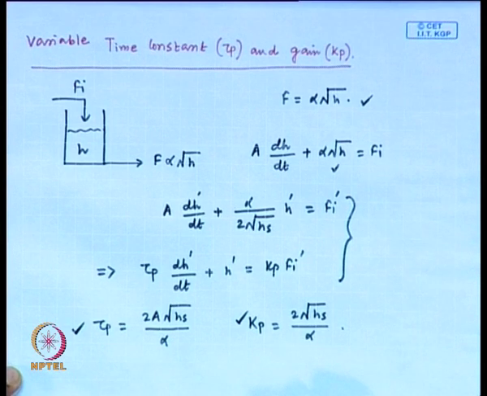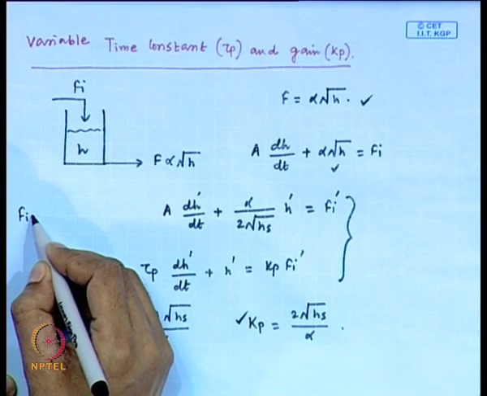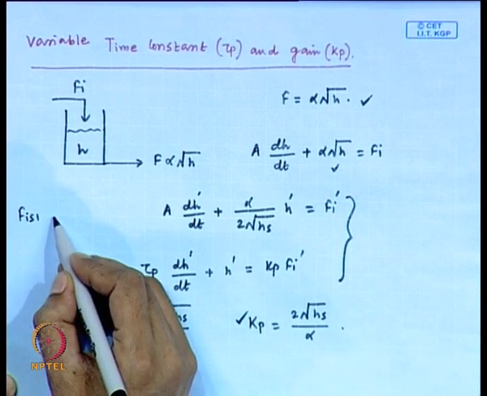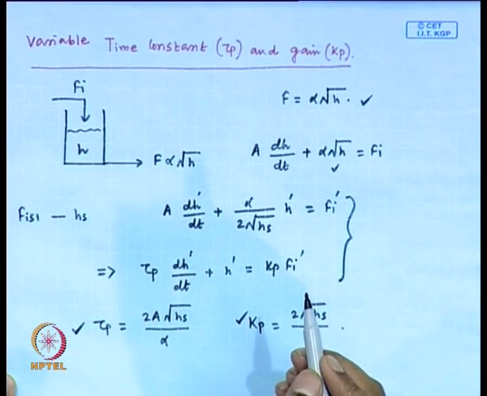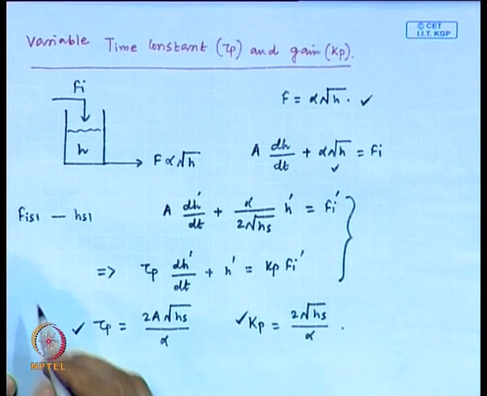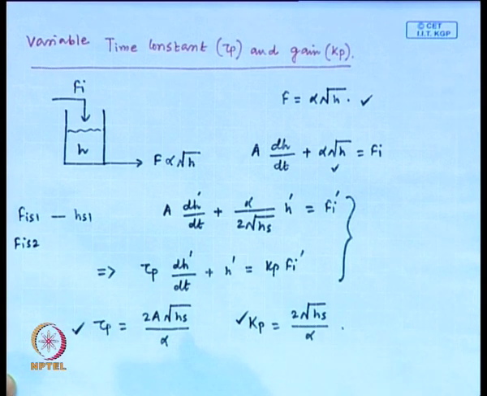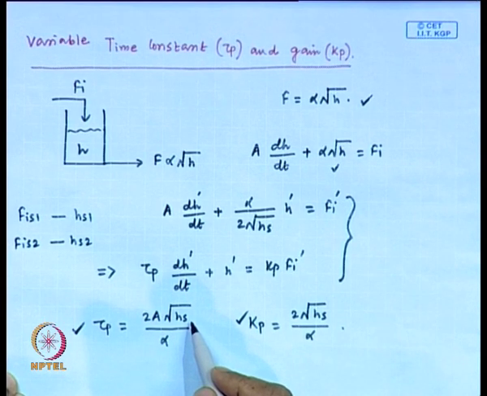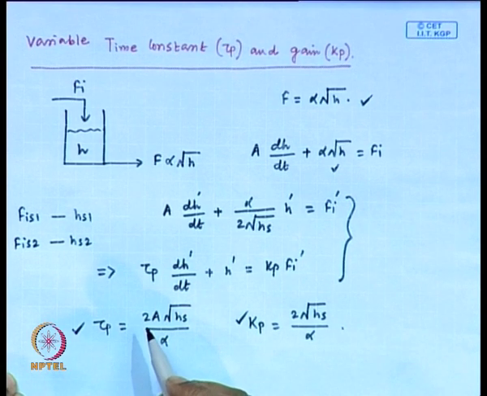Are they constant or variable? See, for a particular F I value, suppose that is F I s1, we get the corresponding height, that is suppose H s1. Now, if we change this F I value to F I s2, we get a different height, suppose H s2. That means we can conclude that this H s varies depending on the F I s value. So, we can say that tau p and K p both are not constants in this particular example, they are variables.